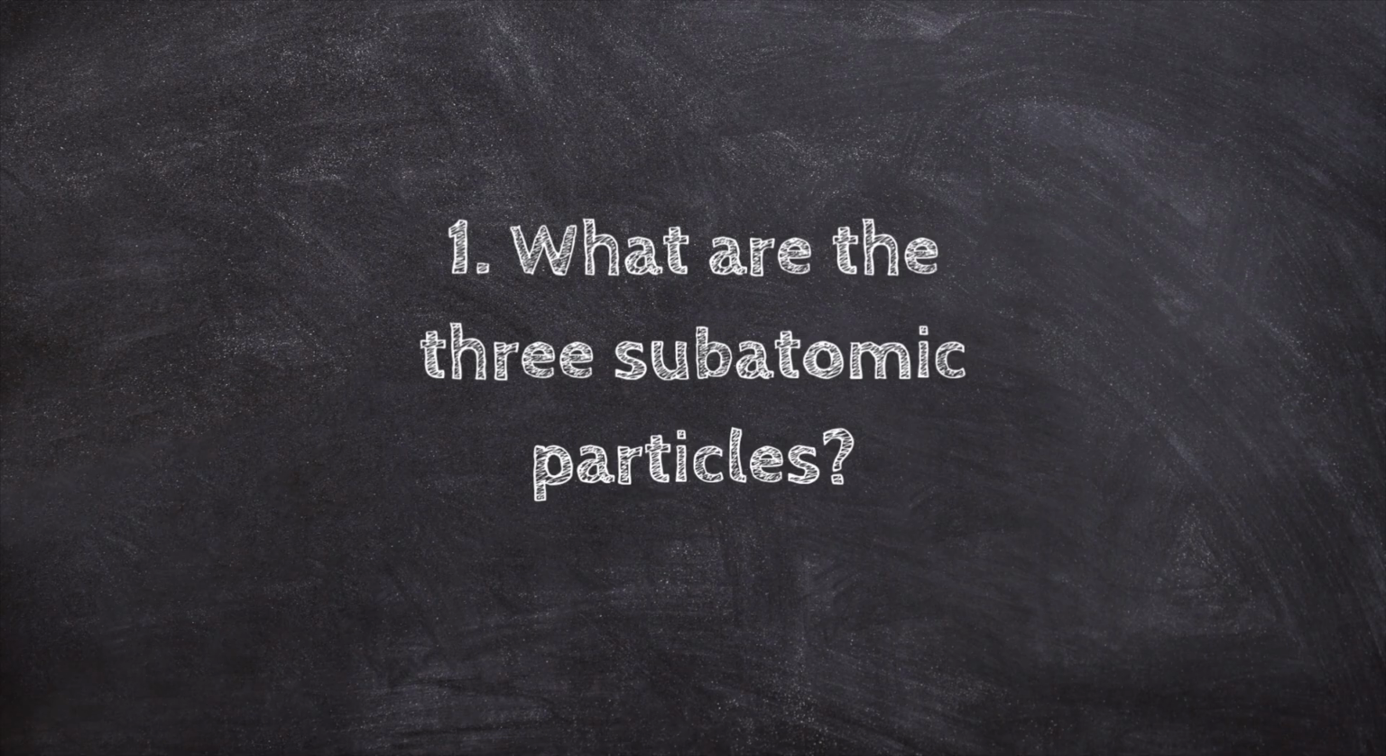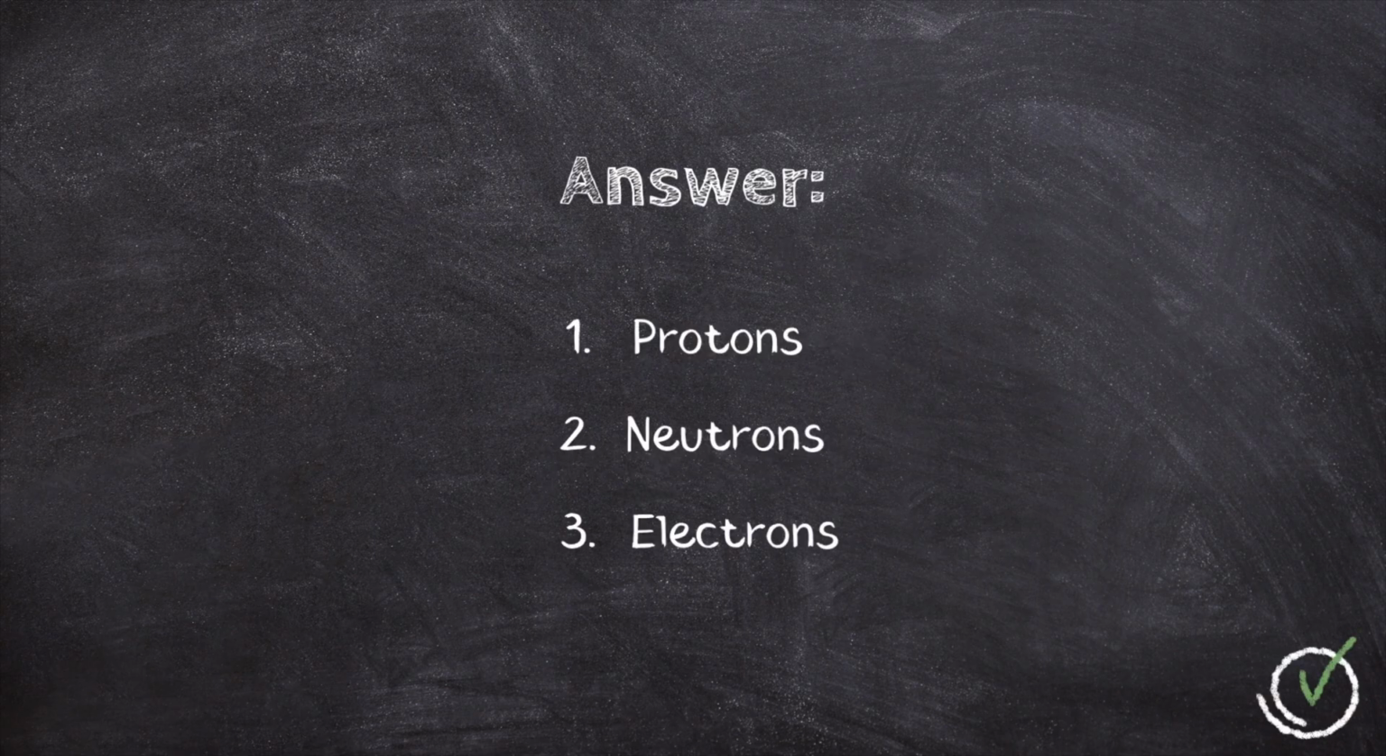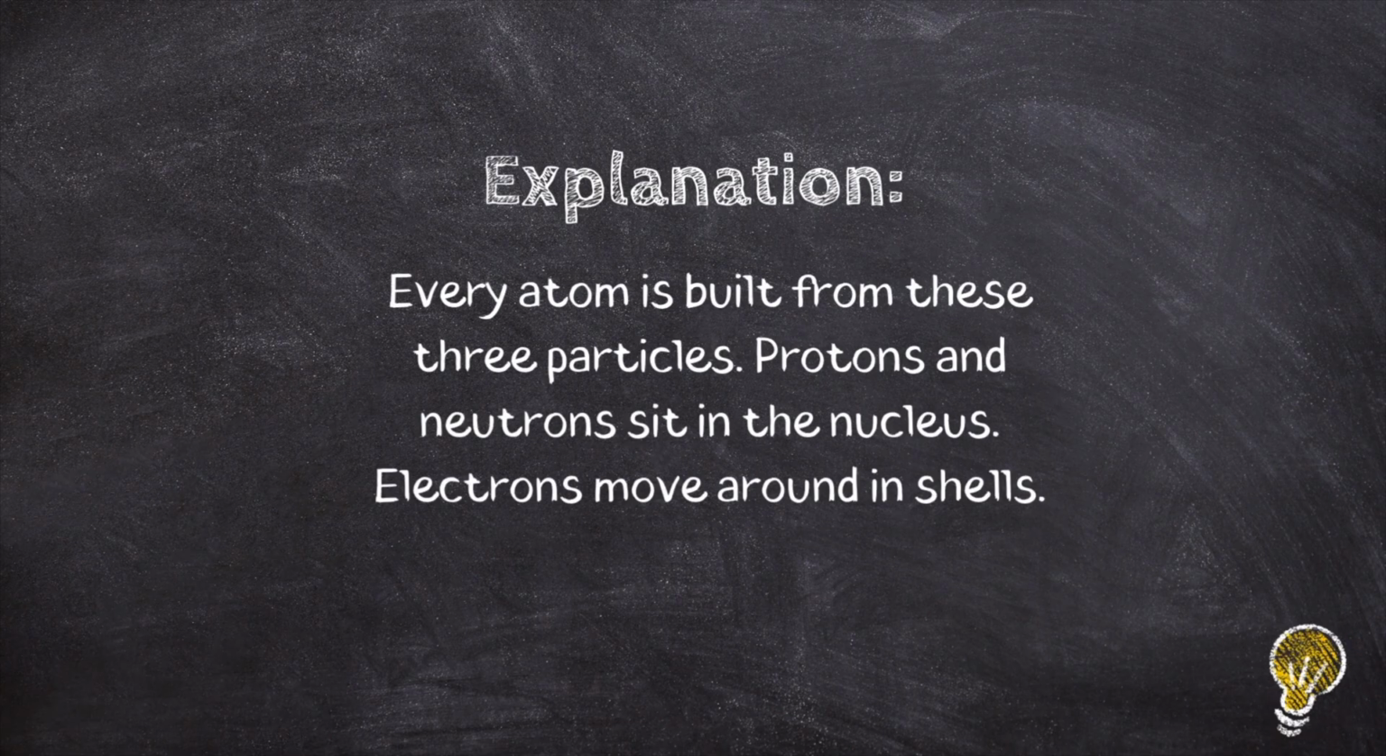If you don't know this instantly, you're not ready for the rest of the topic, so go back to video 1 and watch it fully. The three subatomic particles are protons, neutrons, and electrons. These three build every atom in the universe. Every atom is built from these three particles.